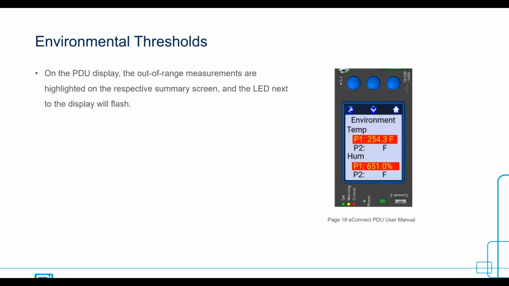Now, for environmental thresholds, these can be reviewed from the LCD display. As we showed in the first slides, there will be indications of alarms when a threshold has been triggered. So on the PDU display, anything that's out of range will be highlighted on that summary screen, as you see here in the example. And also that PDU status LED is going to flash.